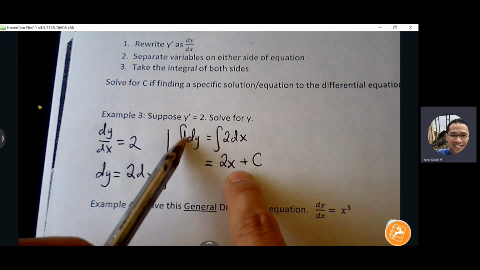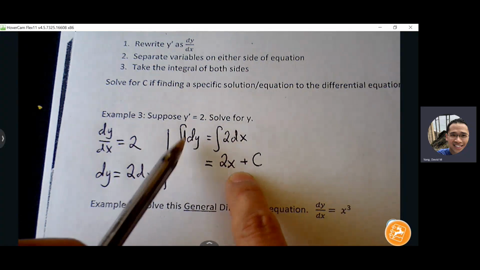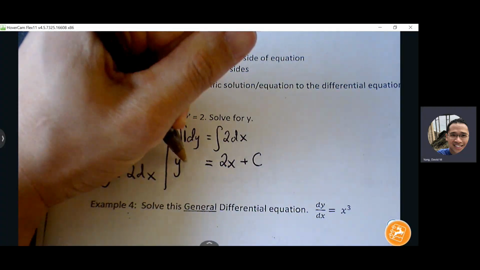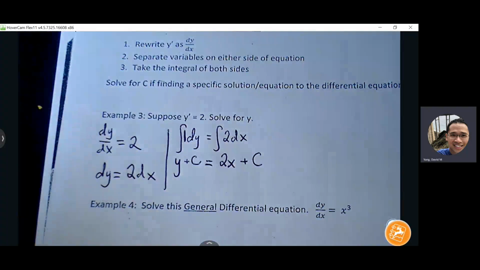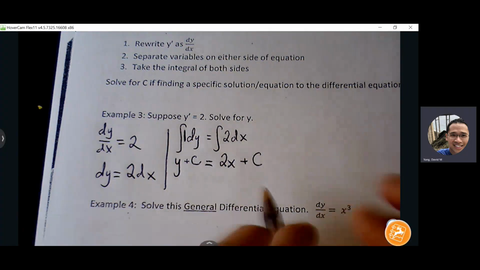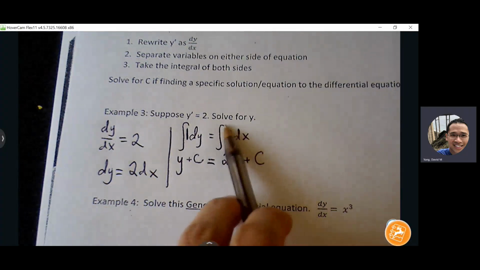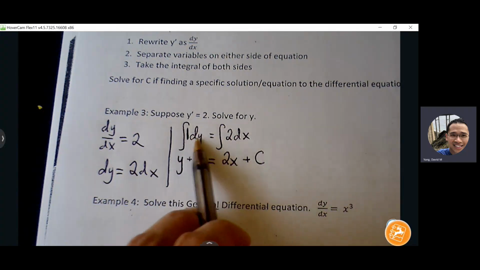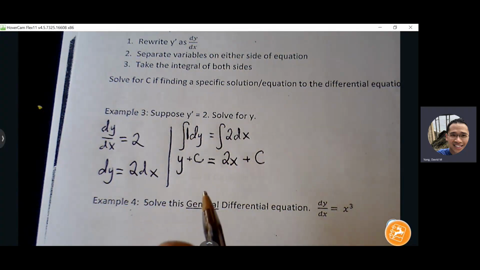But this is in terms of y here. This tells us it's in terms of y. So 1 dy is going to become what? y. And then y is also going to have its own plus c. Okay. So the dx tells us this is the x side of things. This side, what dy tells us, this is the y side of things.